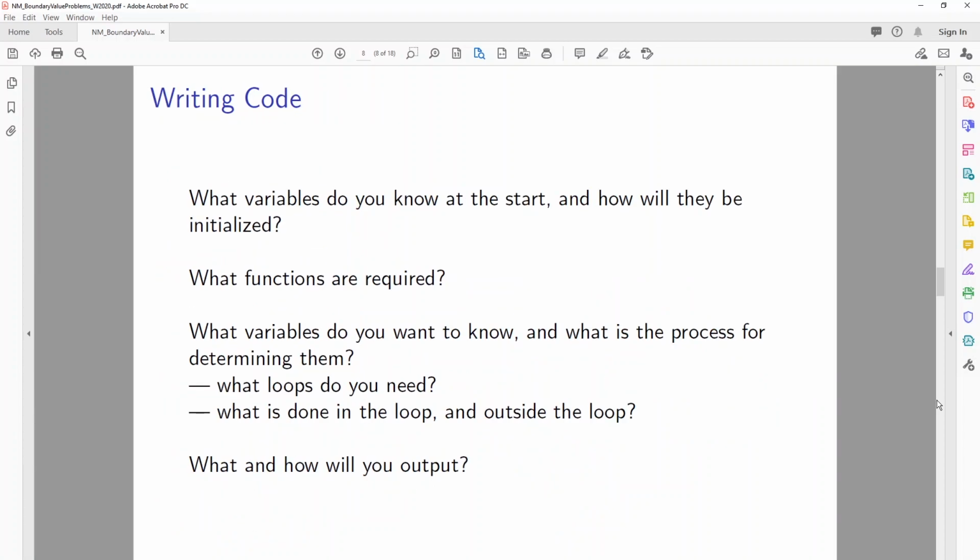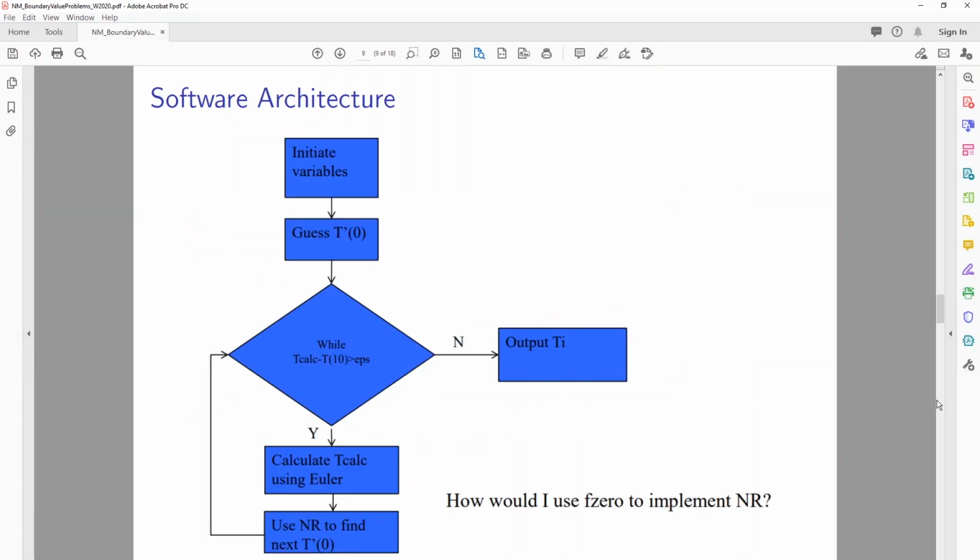All right, so, writing code. This is the process that I'll discuss during my example, but just to cover it, we need to ask ourselves: what variables do we know at the start, and how are they going to be initialized? What do we know about the problem? What functions are required? Can we get by with anonymous functions, or do we need a function file that's separate from our main function? What variables do we want to know, and what's the process for determining them? What loops do we need? What sort of method are we going to implement? What's done inside and outside? And then, of course, what and how will we output?